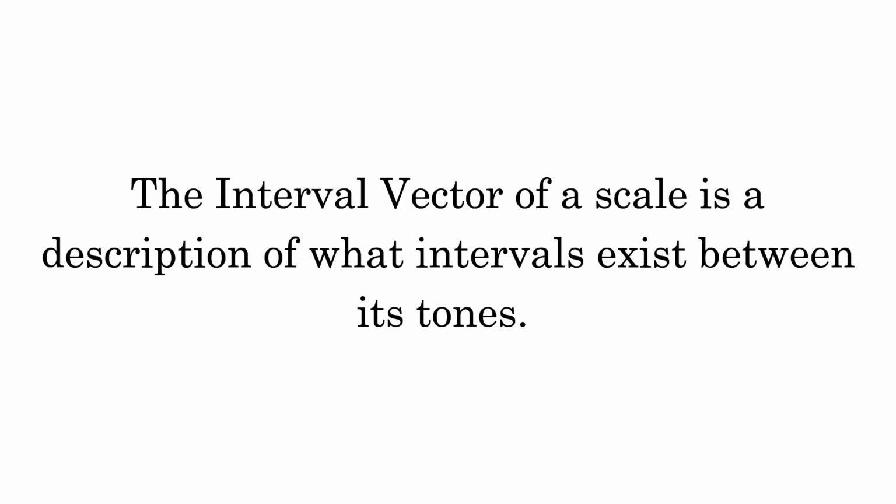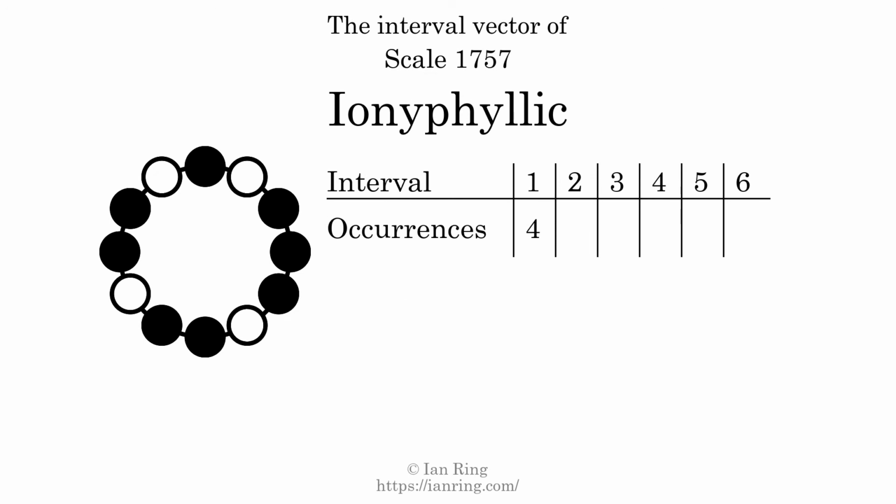The interval vector of a scale is a description of what intervals exist between its tones. There are 4 intervals with the size of 1 semitone. They are here, here, here, and here. There are 5 intervals with the size of 2 semitones. They are here, here, here, here, and here. There are 6 intervals with the size of 3 semitones. They are here, here, here, here, here, and here.